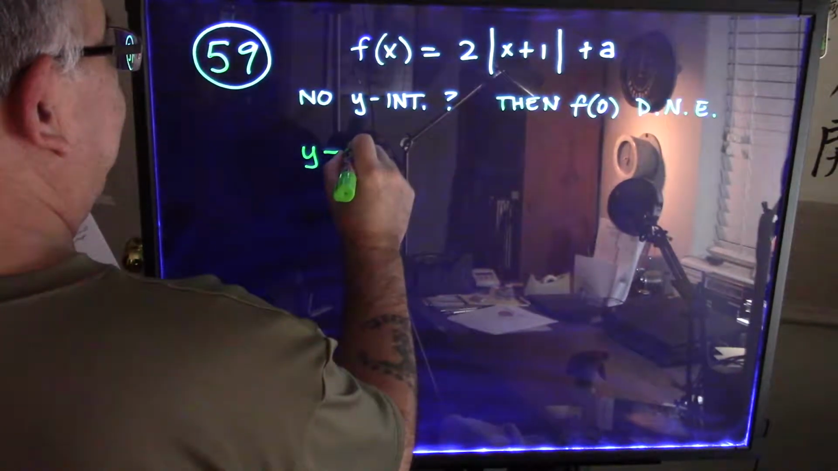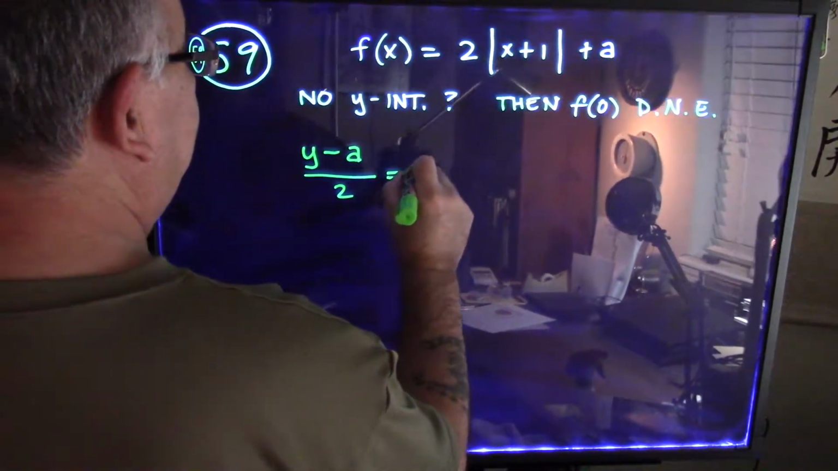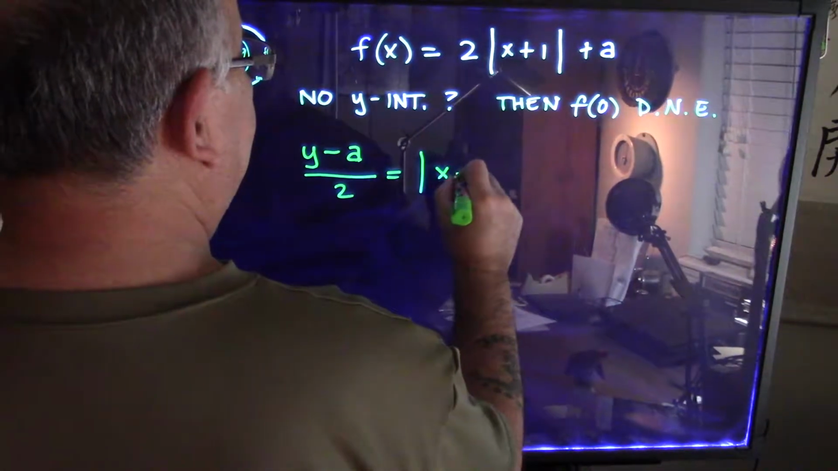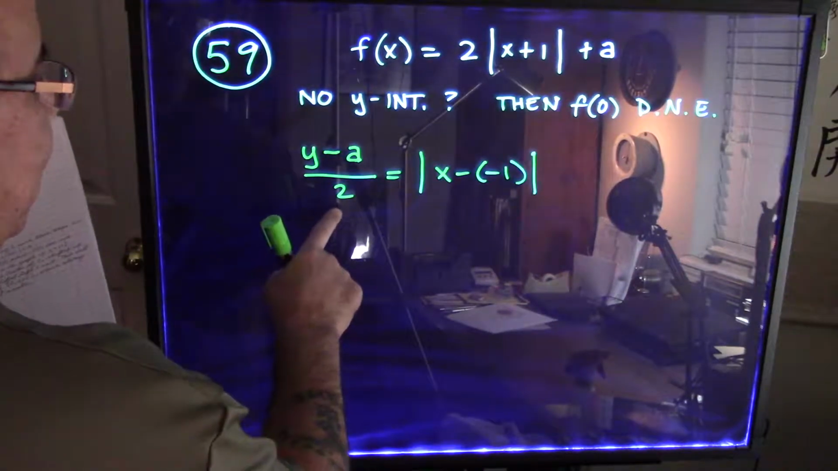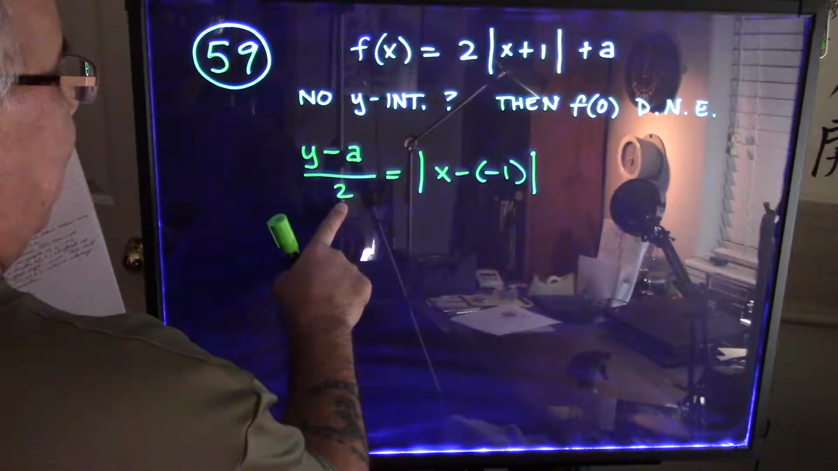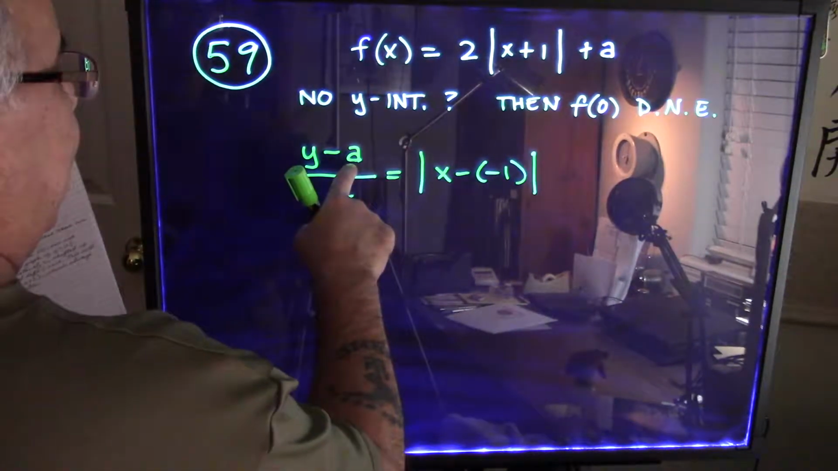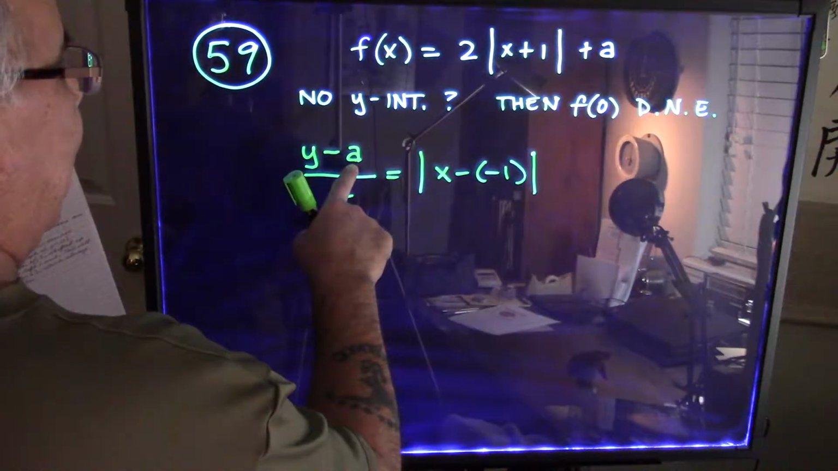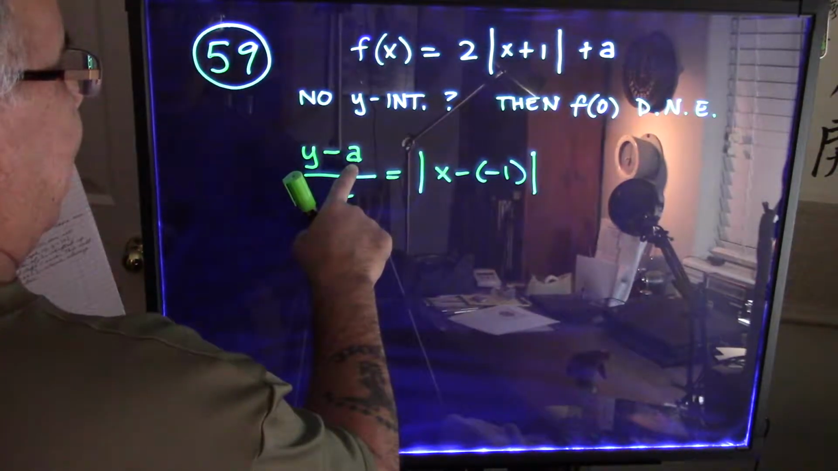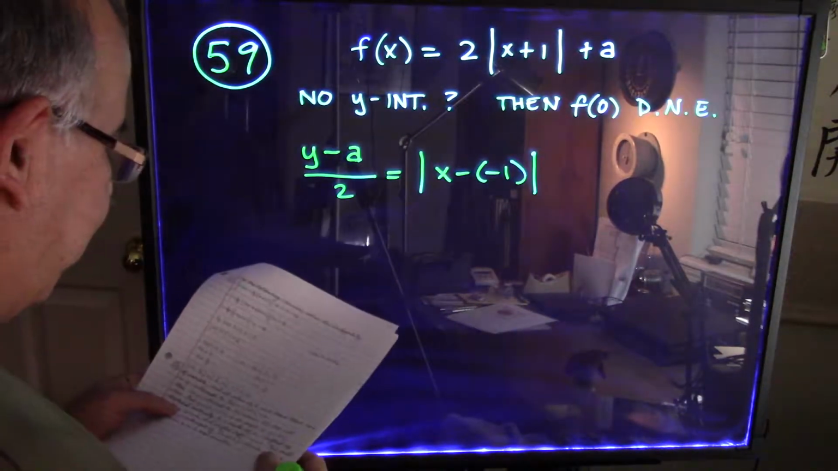Let me write it the way I usually like to write this. It's going to be y minus a over 2 equals absolute value of x minus negative 1. So it's going to be a vertical stretch by a factor of 2, and this is going to be a shift either up or down depending on whether a is positive or negative. And this is a shift to the left.